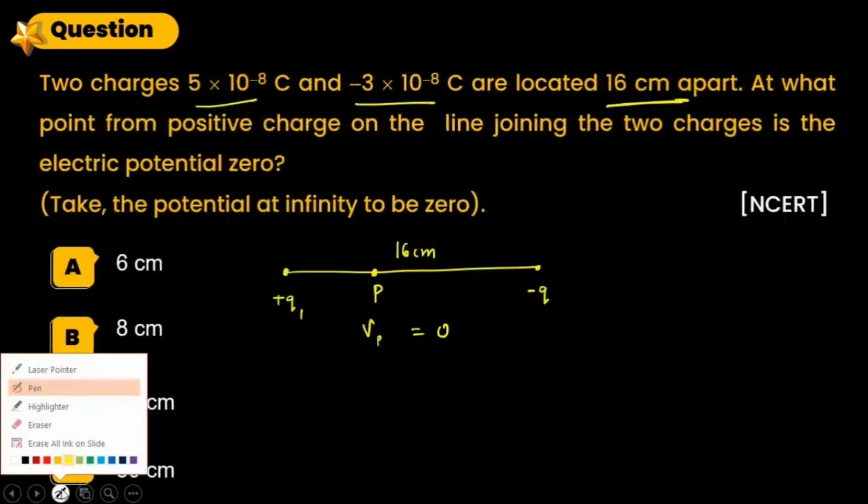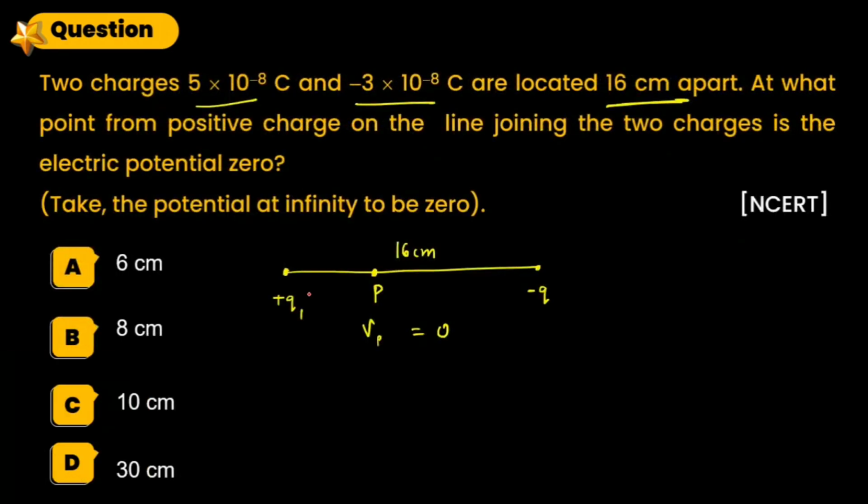So what we can do here is consider that the point P is at x distance from this positive charge. So automatically, from the negative charge, it is going to be 16 minus x distance. Potential is going to be the sum of the potentials due to both the charges at point P, so it can be written as V1 plus V2.